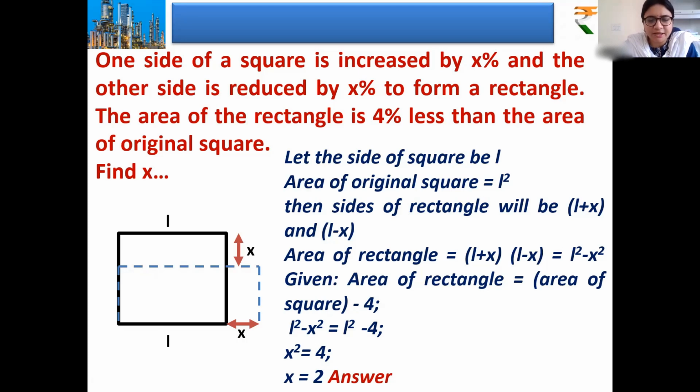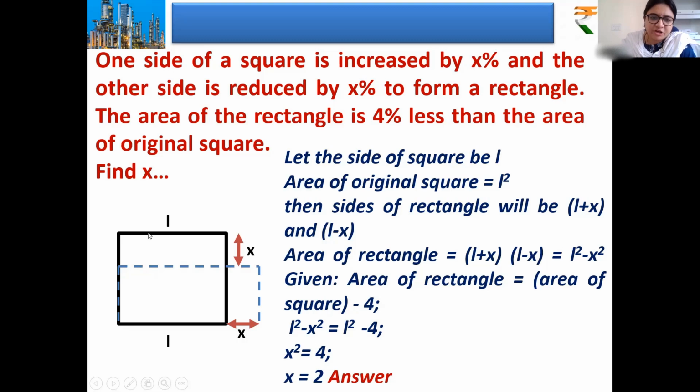Secondly, now we come to the area of a square and also the rectangle. What is the area of a square? Area of a square is nothing but L square. Yes or no? It is L square. But in case of a rectangle, it is length into breadth, right?